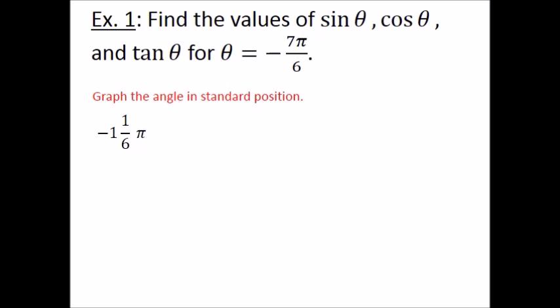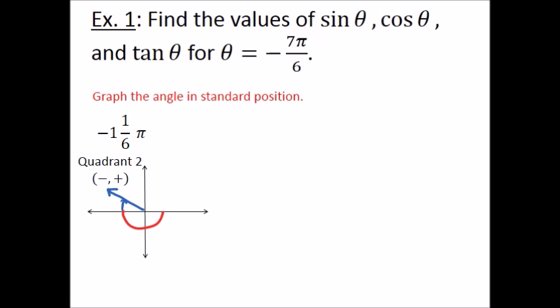To graph -7 pi over 6, I'll first convert 7 over 6 into a mixed number. 6 goes into 7 once, with 1 left over, so this is the same as -1 and 1/6 pi. Pi is a half circle, and negative angles rotate down and around. So here's one half circle rotating downwards from the positive x-axis, and then 1/6 of the way through the top half circle. This shows me that -7 pi over 6 is in quadrant 2, where x is negative and y is positive.